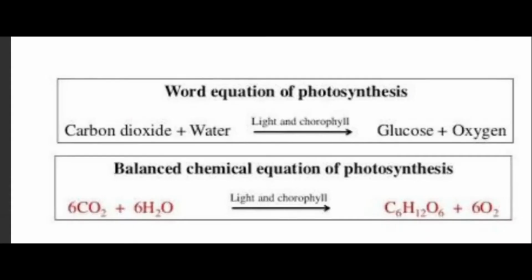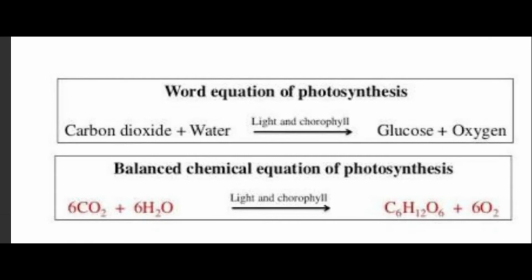Children, this is how you write the reaction of photosynthesis. Carbon dioxide plus water, in the presence of light and with the help of chlorophyll, results in the formation of glucose and oxygen. And the balanced chemical equation is also given here. 6 CO2, where CO2 is carbon dioxide, and 6 molecules of water are put together with the help of light energy and chlorophyll. It is C6H12O6 for glucose and oxygen is 6O2.